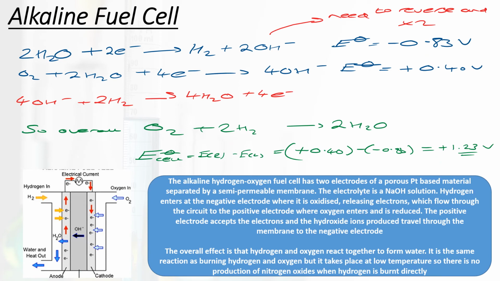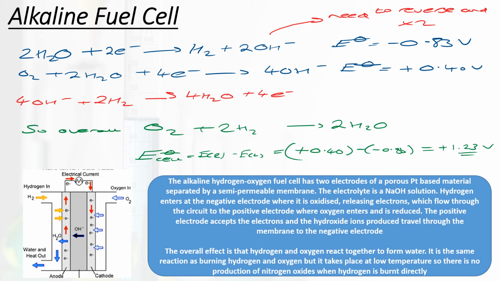So the last type of cell to look at is the alkaline fuel cell, or the alkaline hydrogen-oxygen fuel cell. Now this looks to be an extremely green type of cell, because essentially the overall reaction here is that oxygen reacts with hydrogen to produce water. So our only byproduct of this is water. That's not a harmful substance. In fact, it's good to be able to produce water.